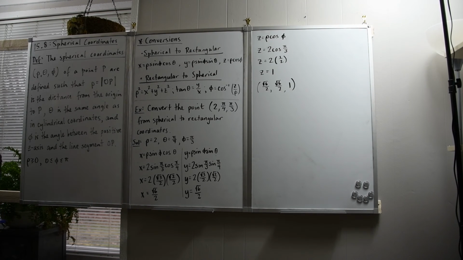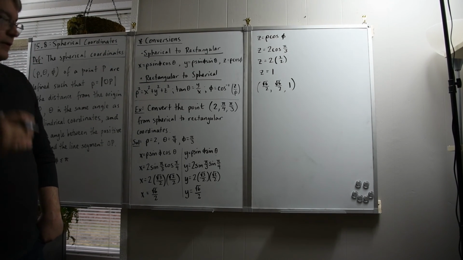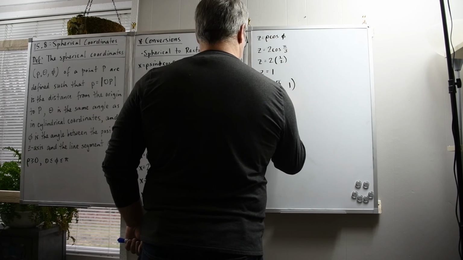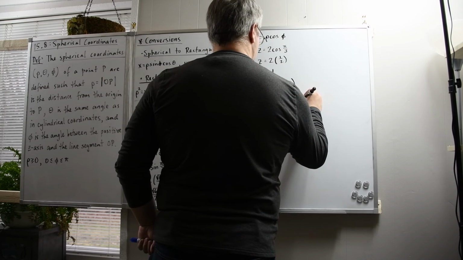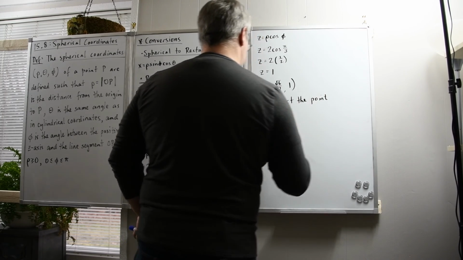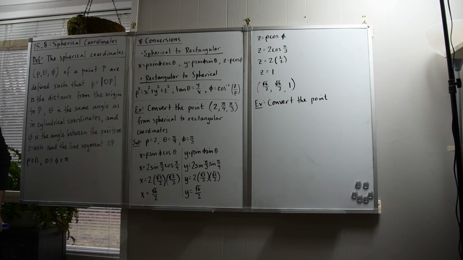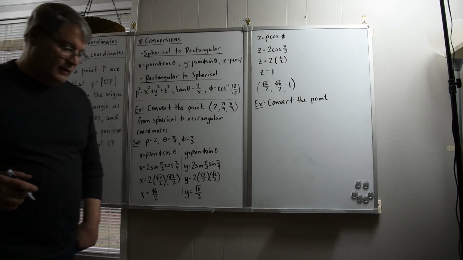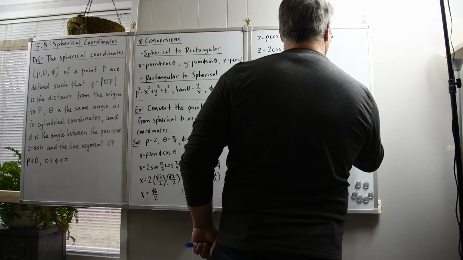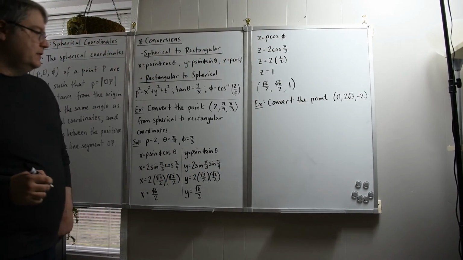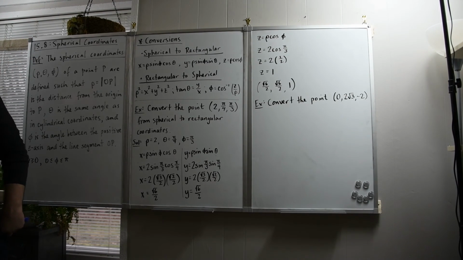Of course, we can go in the opposite direction as well. We don't have to start with spherical. We could start with rectangular coordinates and convert to spherical coordinates. So in this case, we're going to convert the point. It's going to have 0, 2 times square root of 3, and negative 2 as its rectangular coordinates. And we're going to convert to spherical coordinates.